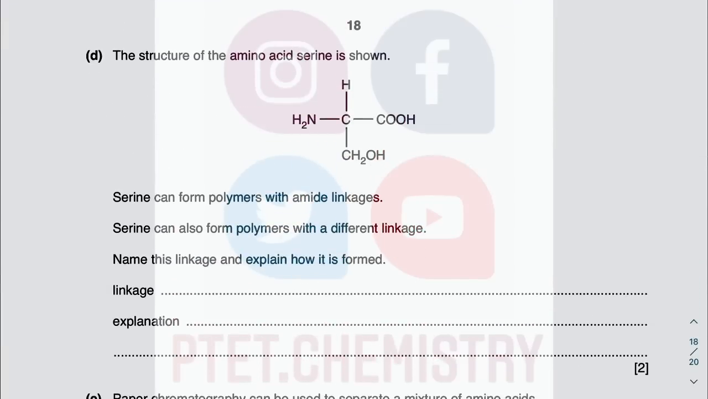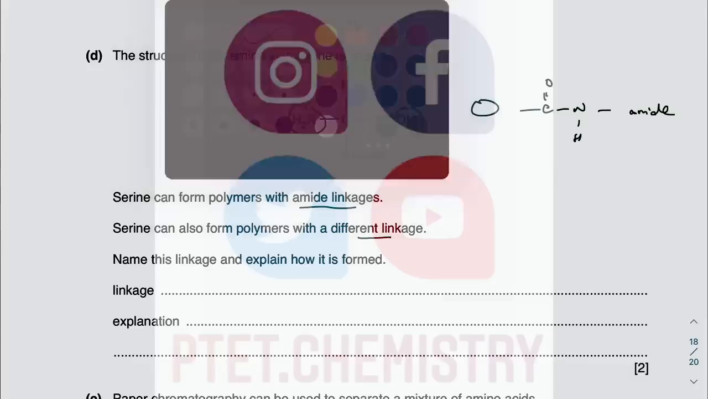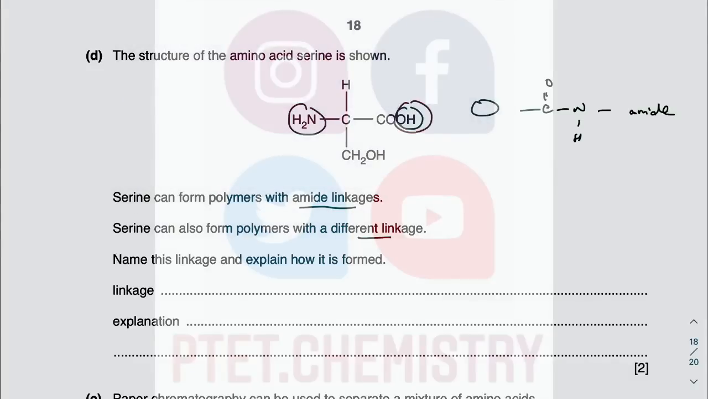Next bit here, serine can form a polymer with amide. Serine can also form a polymer with a different linkage. So you know this and this can form an amide. So green can give you CONH amide. I'm going to use a different color, red. This and this can essentially give you C double bond O, there's your ester. Okay, so ester is the other linkage.